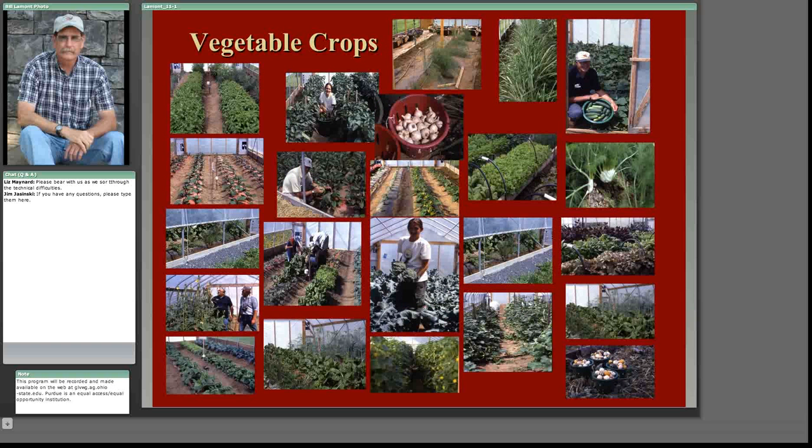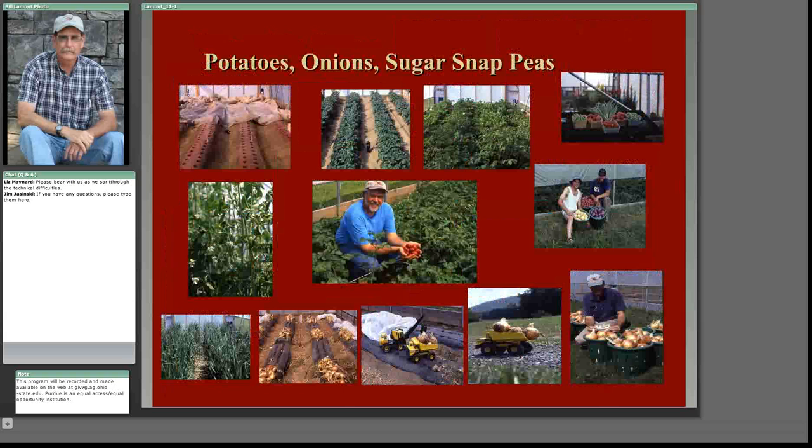Vegetable crops, you name it. There's just a collage from garlic to lemongrass to you name it. That's just potatoes. Yeah, we do a lot of potatoes early. Onions, take them out by the truckload there. Onions are a good crop. Garlic's a good crop. We grow onions in the tunnels, so a lot of different things there.